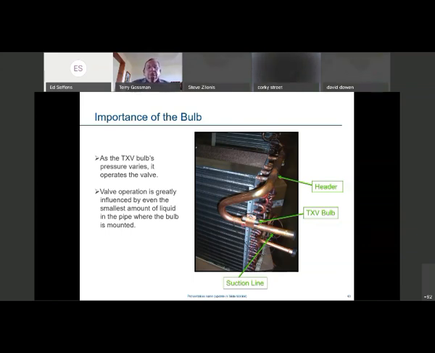So again, bulb location is very important. Also, if you can insulate that, make sure it gets insulated so we only sense the temperature of the bulb and not necessarily what's happening in the airstream itself. Also, this bulb is located at the 12 o'clock position here. It's not being affected by either the liquid refrigerant or the coldness of the oil coming back that's being pulled along the bottom of the tube itself.